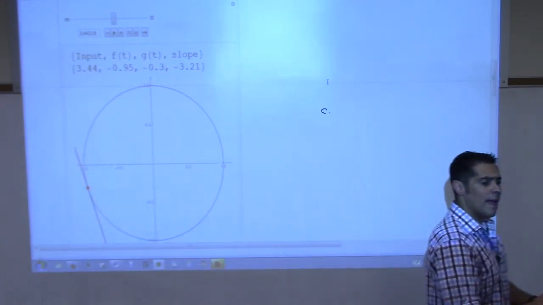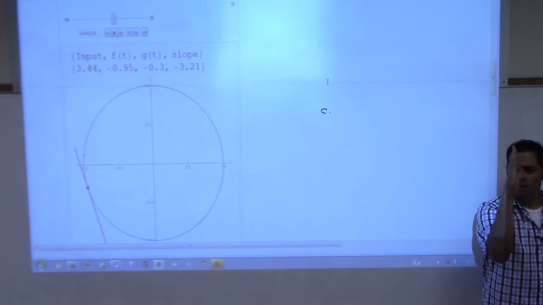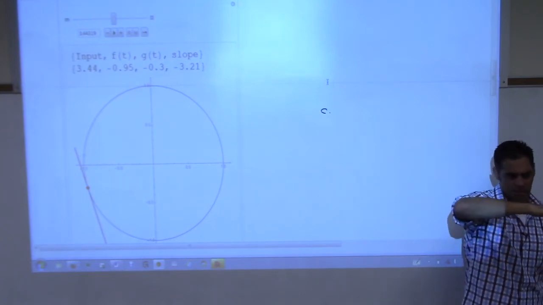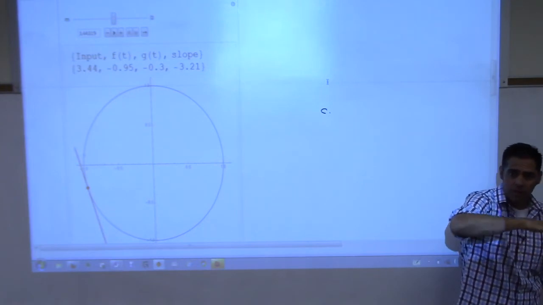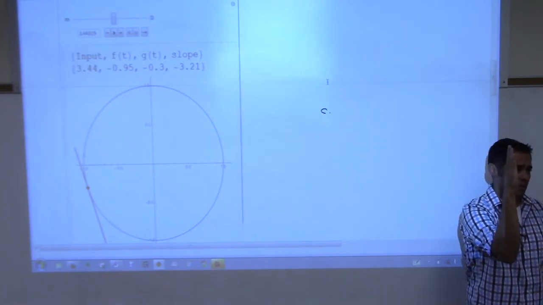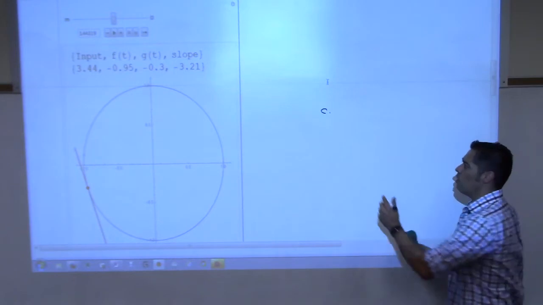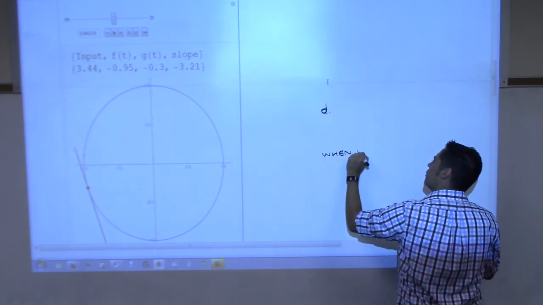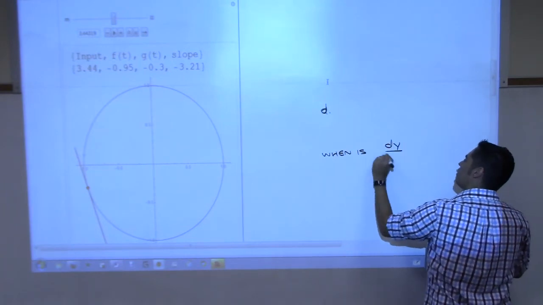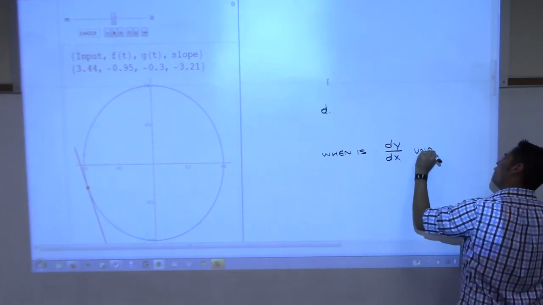So we're going to have vertical tangent lines when the derivative, remember, the derivative is 0, positive, or negative. Vertical lines have undefined slopes, don't they? And so what you want to know is, this is part D, when is dy dx undefined?